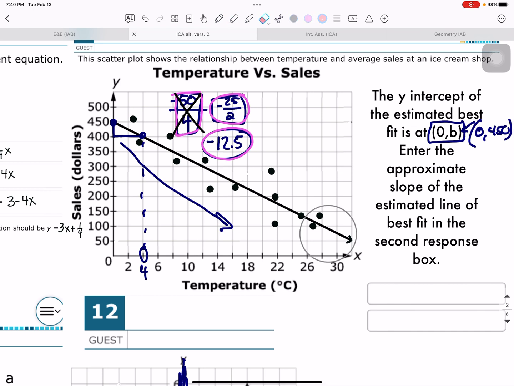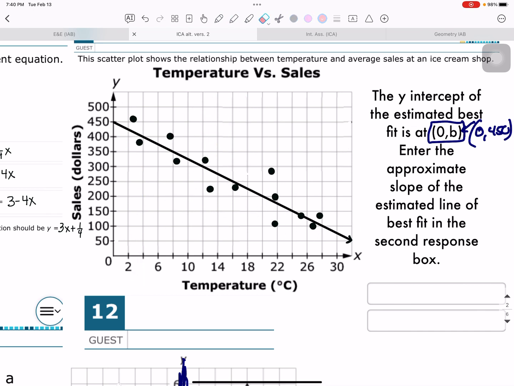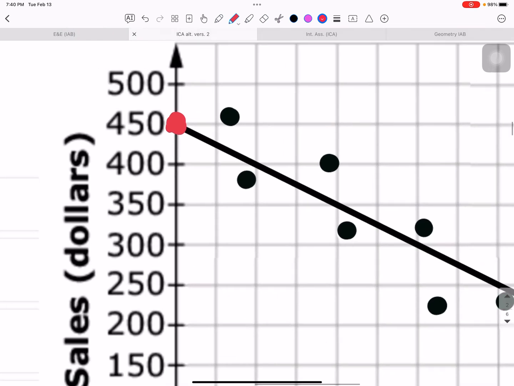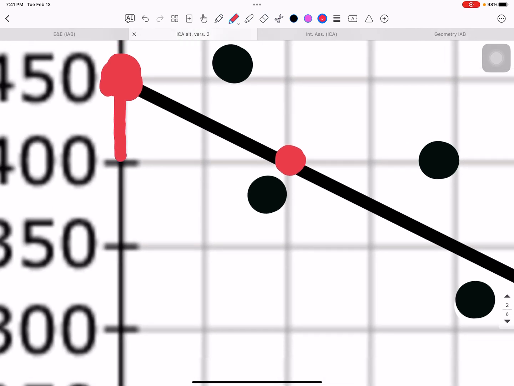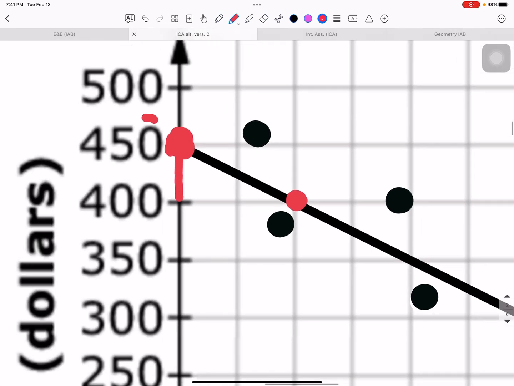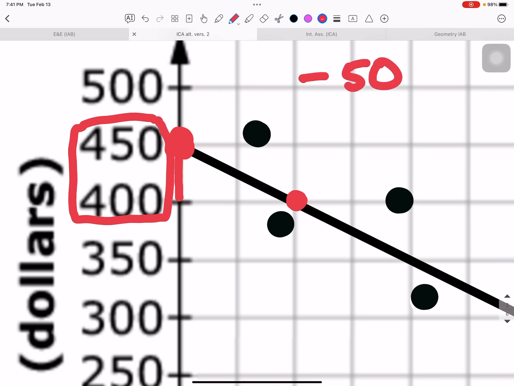So depending on what number, you can shut the video off. Okay, this one, 0b, where does this thing start? It starts at 450. That's what we're supposed to put, just fill in the b. What's the slope? I can trust this point right there. So how much does it actually go down? Not one box. It goes from 450 down to 400. That's 50, so it goes down 50.